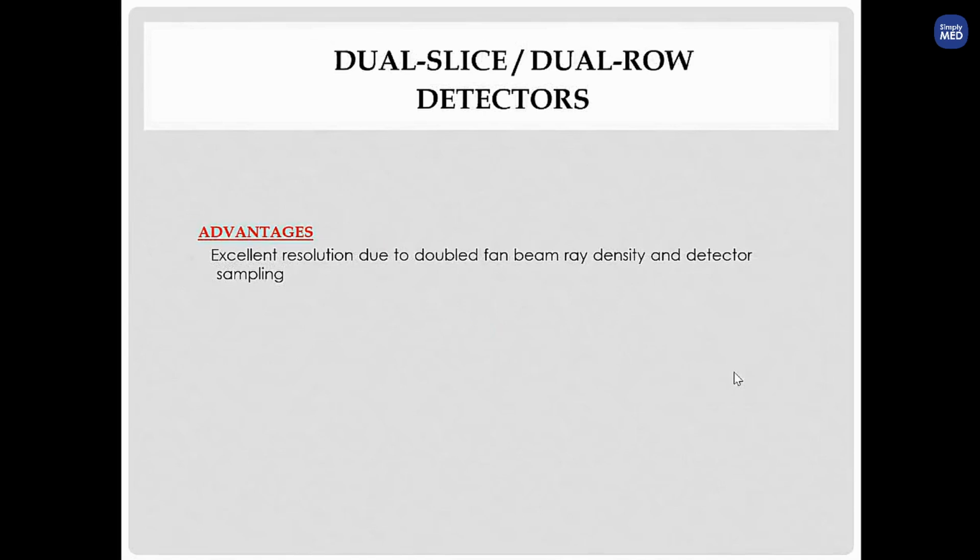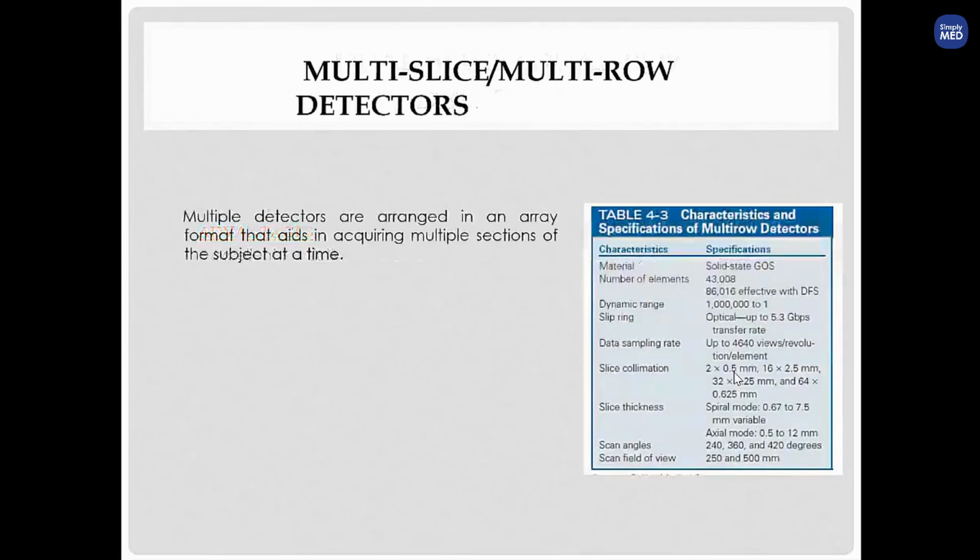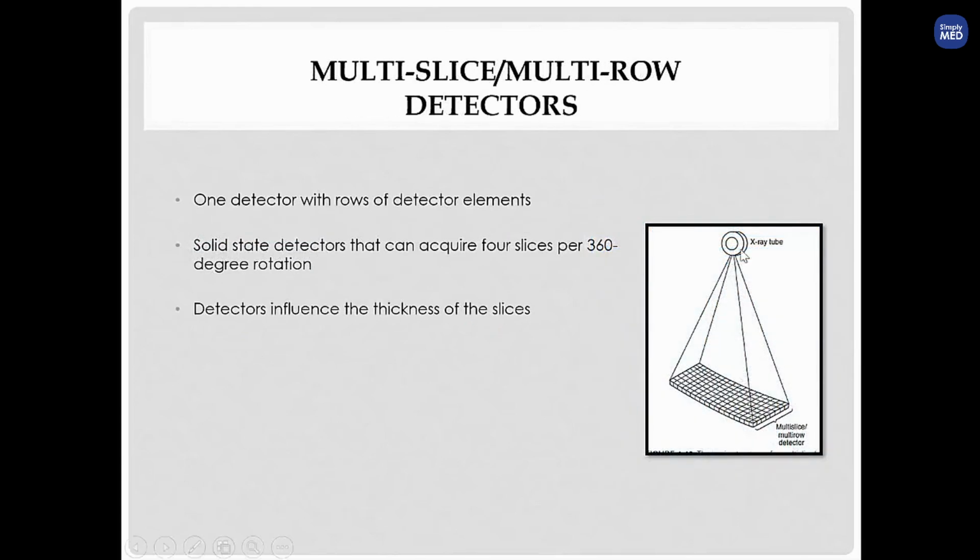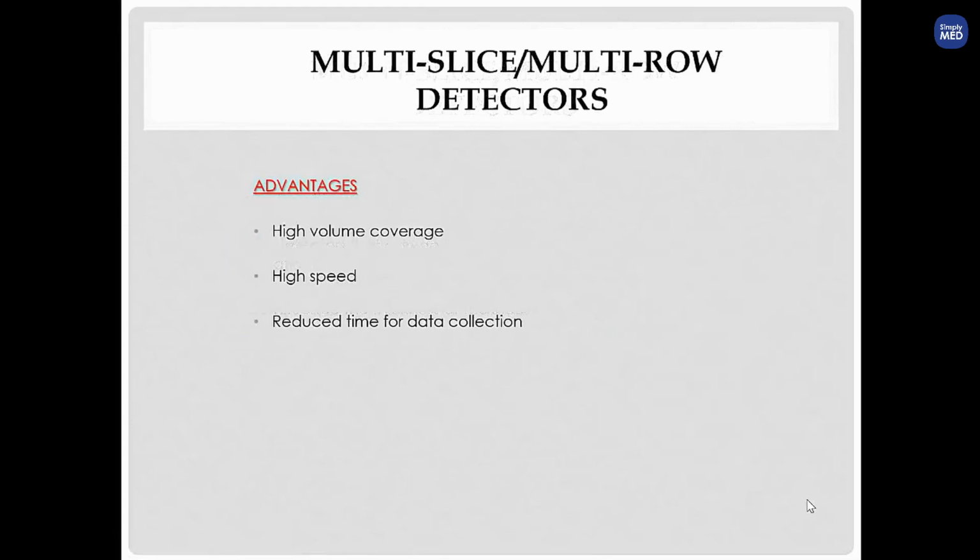We get better resolution because we are using twin beam ray and detector sampling. Then we have multi-slice, multi-row detector. There will be multiple rows. Here, one detector element will be divided into different rows, and one detector element will be cut. So this detector will influence the thickness of the slice. Advantage: it can have high volume coverage, high speed, and the data collection time will be less.